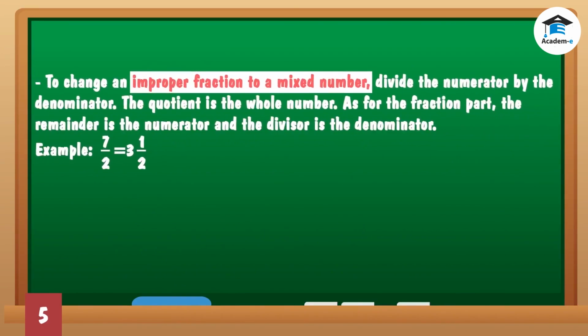To change an improper fraction to a mixed number, divide the numerator by the denominator. The quotient is the whole number. As for the fraction part, the remainder is the numerator and the divisor is the denominator.